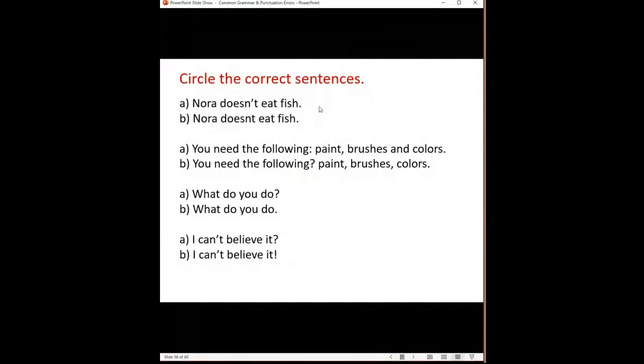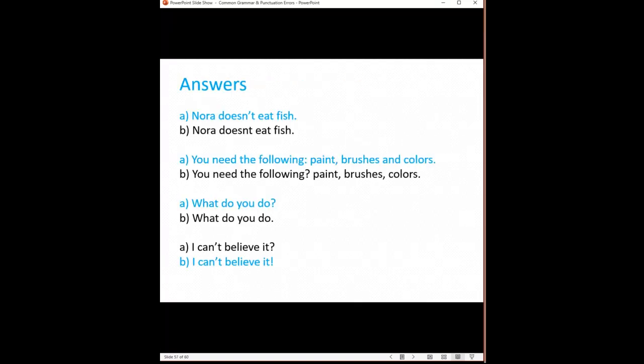Circle the correct sentence. Noura doesn't eat fish. Which one? A or B? You don't need the following: paint, brushes, colors. Which one? What do you do? Okay. I can't believe it. Which one? Okay. Did you get them right?